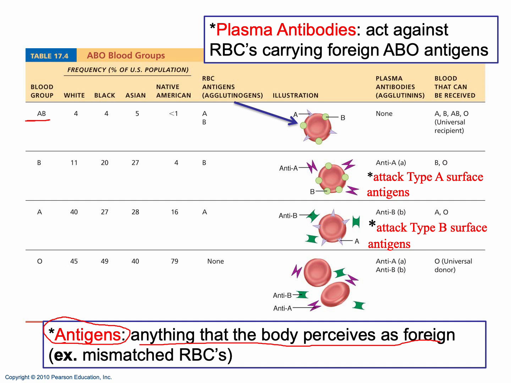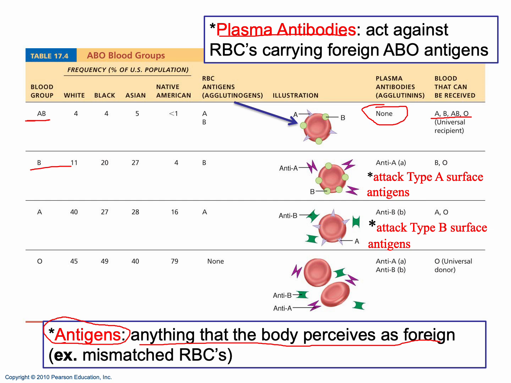And then there's a term here known as plasma antibodies. And these antibodies act against red blood cells carrying the foreign ABO antigen. So surface antigens here, A and B, and no plasma antibodies here. So someone that's type AB can receive A, B, and O.